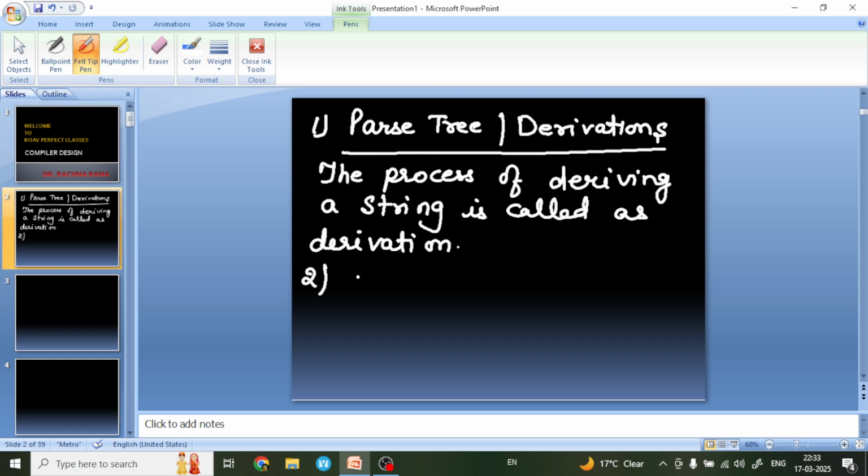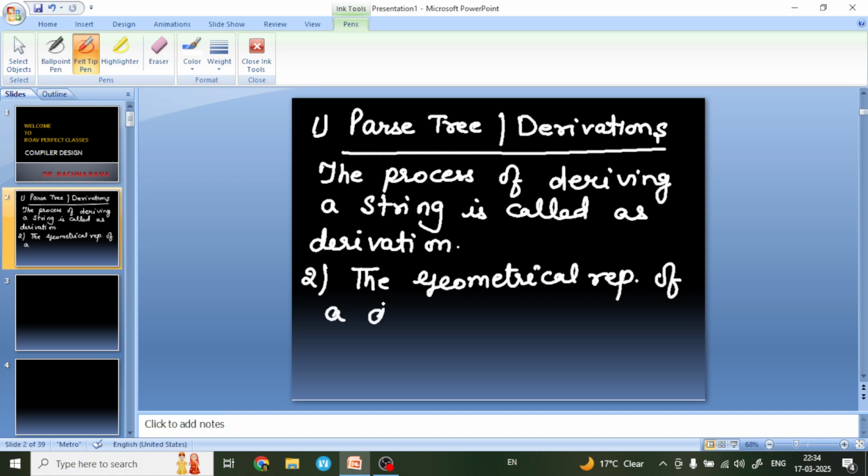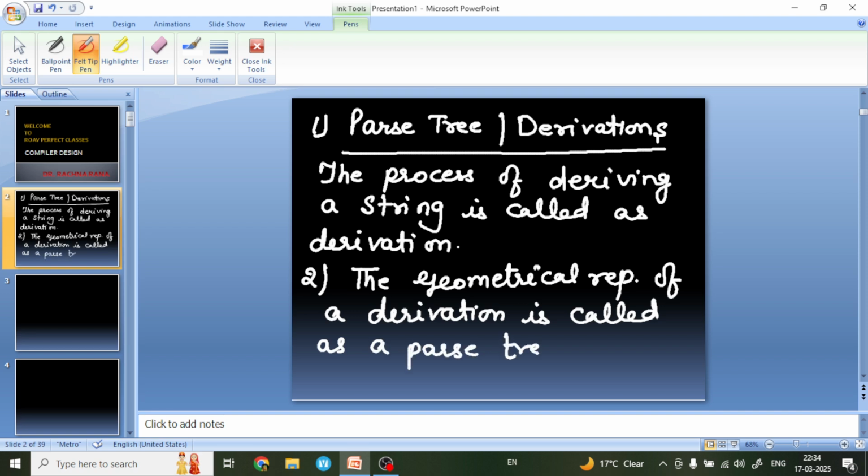Second, the geometrical representation of a derivation is called as a parse tree or derivation tree.